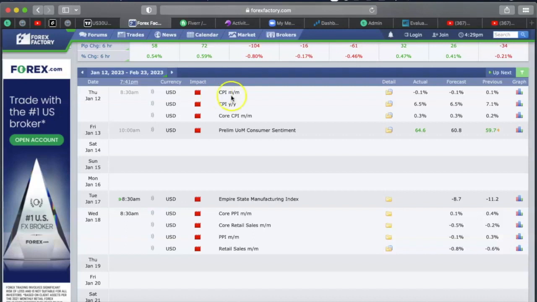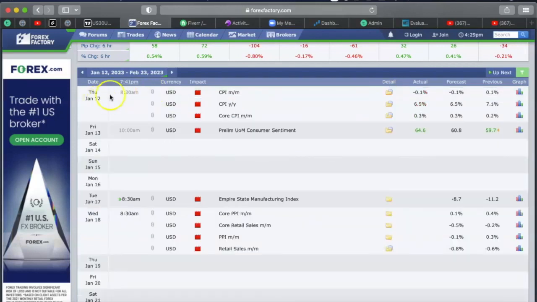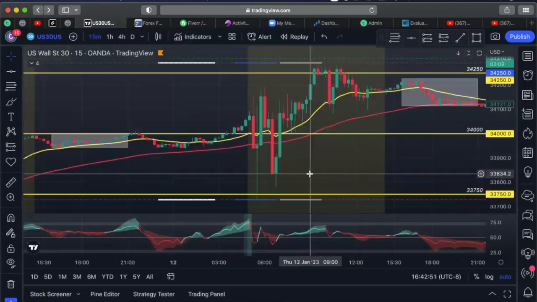Okay, so we're gonna go to CPI. And this is something that you guys can do as well with me. Maybe not go to this exact month, go to the one before. But we have this detail file right here. And this tells us the last time that we had news on this event. So we had it December 13th, November 10th, October 13th, September 13th, August 10th. So what we're going to do is we're just going to go to January 12th and look at CPI. So let's go to January 12th.